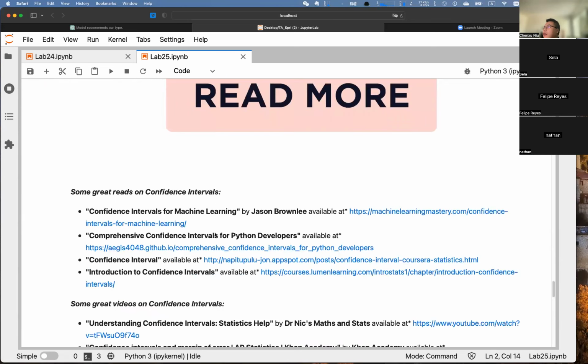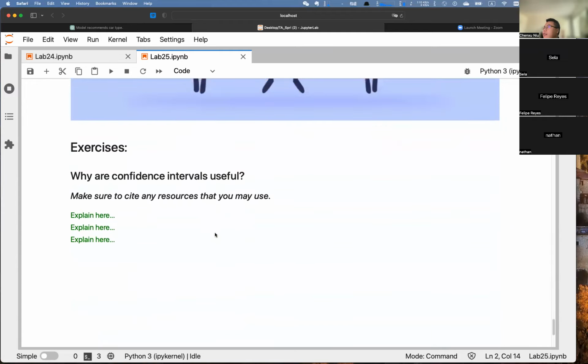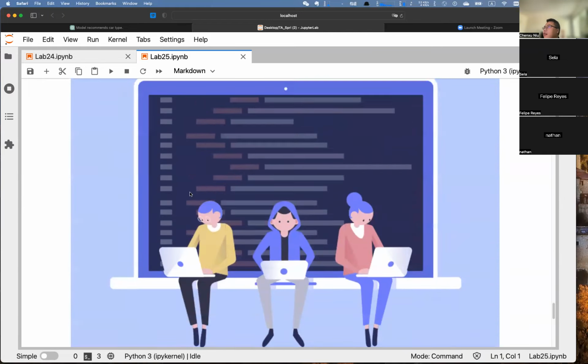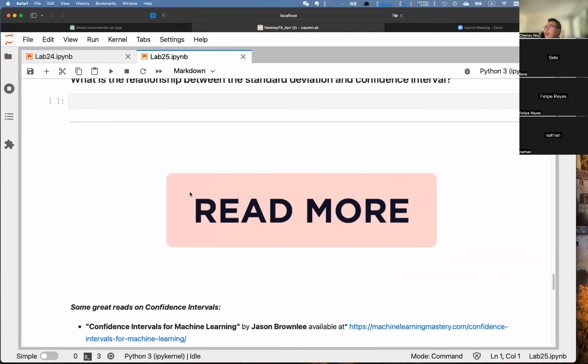All right, next one is today's exercise. Why are confidence intervals so useful? You need to answer it by yourself, in your own words. Don't write so long, maybe 3 or 4 sentences, or 2 sentences are enough, I think. That's all I want to share today.